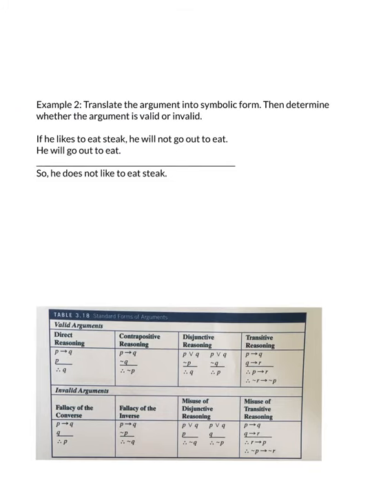Example 2 says to translate the argument into symbolic form, then determine whether the argument is valid or invalid. If he likes to eat steak, he will not go out to eat. He will go out to eat, so he does not like to eat steak. All right, so here we go, 3 steps. Step 1, let's assign letters.